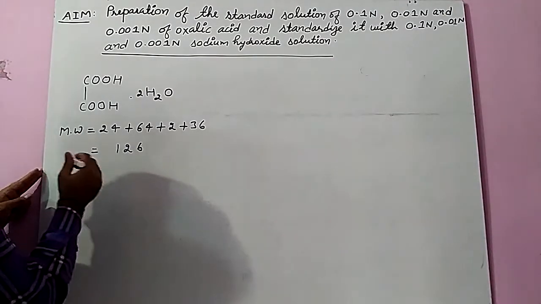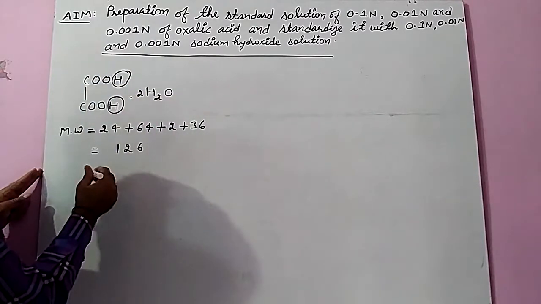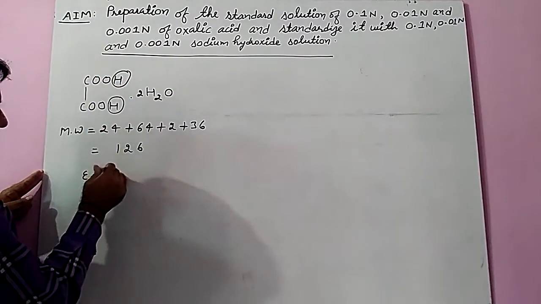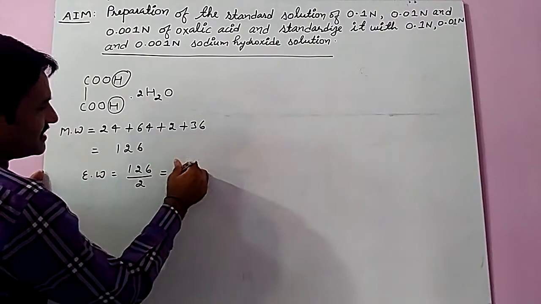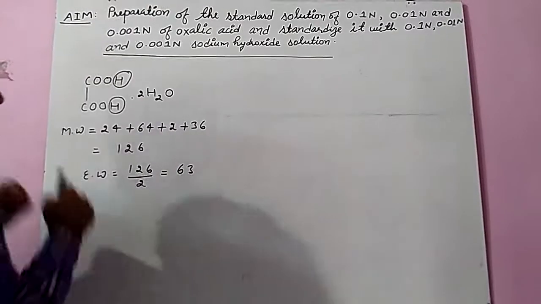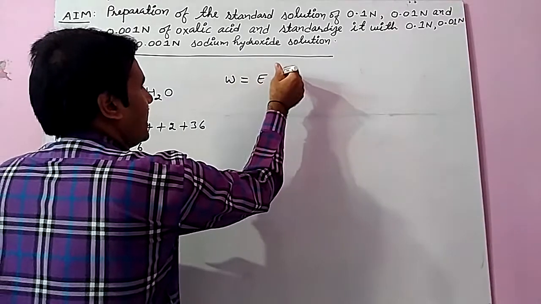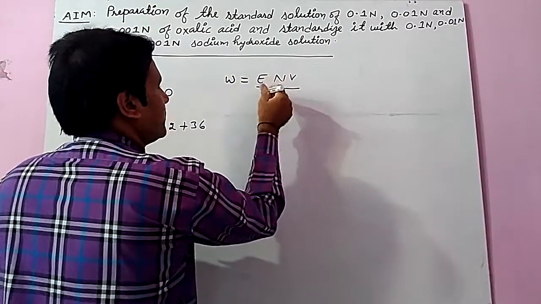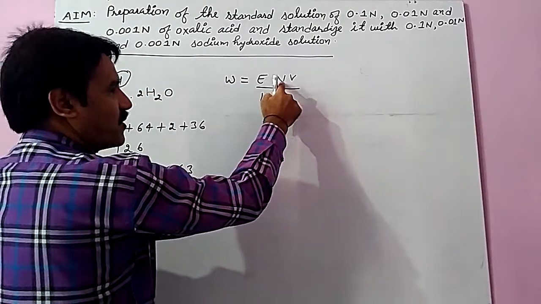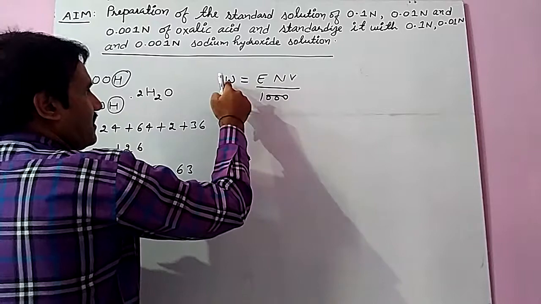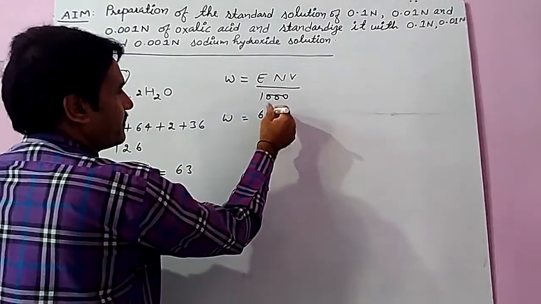When we check the equivalent weight, 2 hydrogens are released by this acid. So equivalent weight is 126 divided by 2, that is 63. What is the meaning of this 63? When we check the weight, W is equal to ENV upon 1000. W is the weight, E the equivalent weight, N the normality, V the volume. So here E, the equivalent weight, is 63.